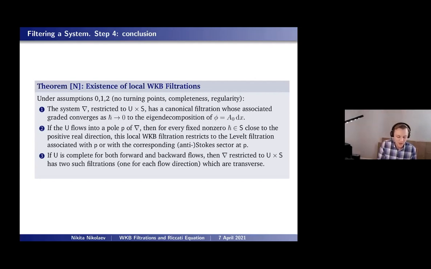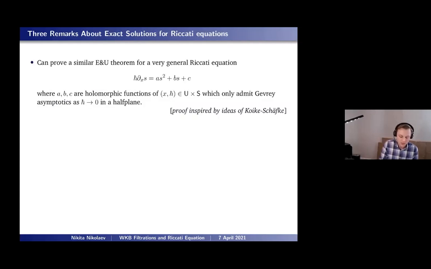Right. Okay, so I have maybe like a minute or two left. So right, that was the punchline, that you get a canonical diagonalization over this U cross S. So let me just finish with just 3 remarks regarding the exact Riccati, exact solutions of the Riccati equation.